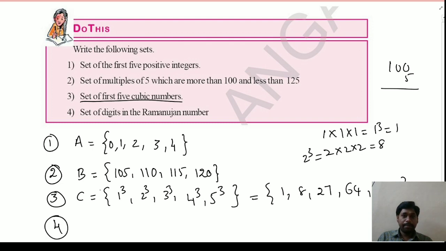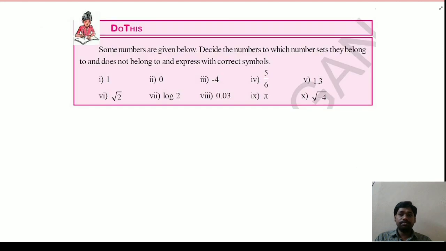Similarly, the next, fourth one: the set of digits in the Ramanujan number. Everybody, do you know the Ramanujan number? It is 1729. So these are the elements of the Ramanujan number. I hope you understood this. Coming to the next.